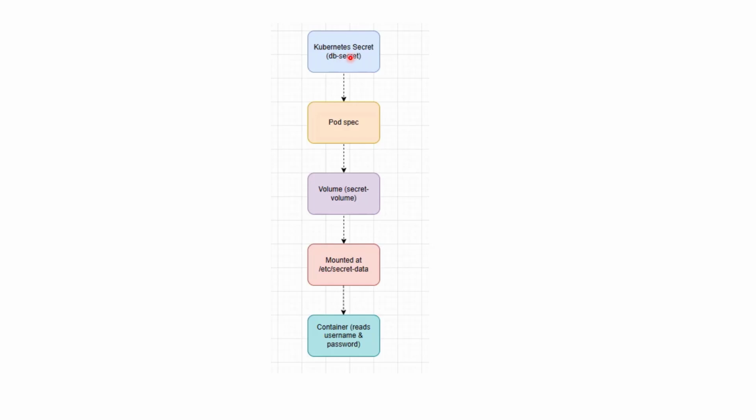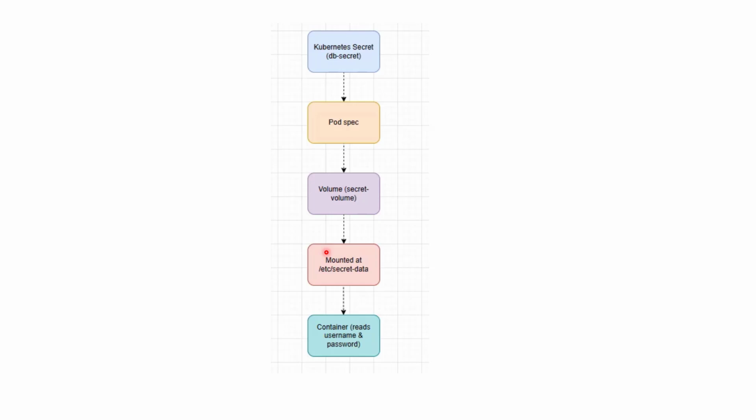So we start with a Kubernetes secret called db-secret, which stores the username and the password, just like we did with the CLI command, that is kubectl create secret. Then in the pod specification, we define a volume of type secret that refers to that particular secret. And that volume, called secret-volume, is then mounted into the container as a file system. And at runtime, Kubernetes automatically creates files under the /etc/secret-data mount point, which we have specified in the manifest file. And one file is created for each key in the secret.